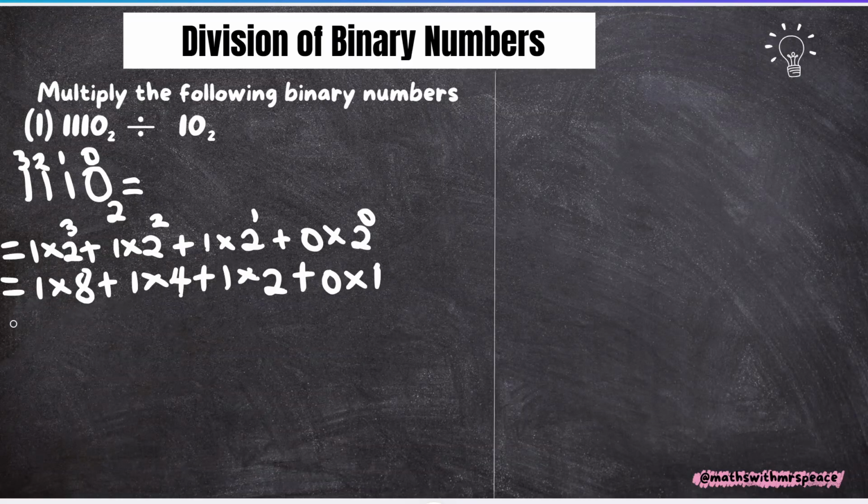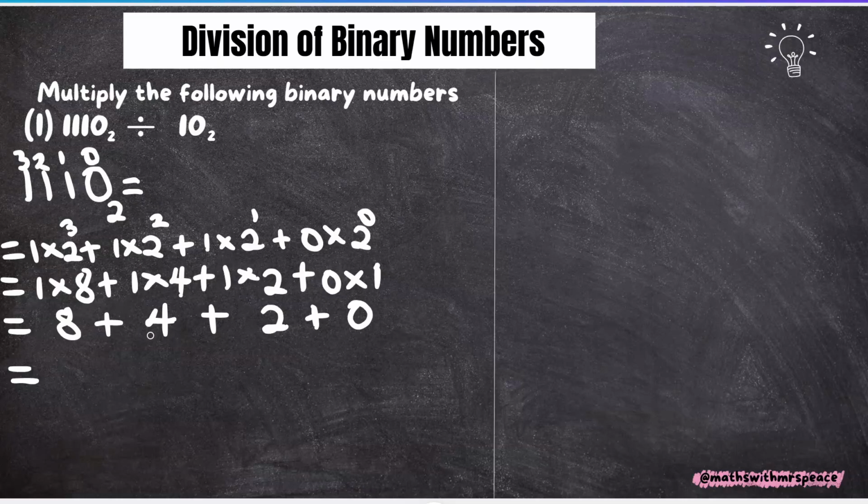The next step, we're going to multiply. 1 times 8 will give me 8, plus 1 times 4, which is 4, plus 1 times 2, which is 2, and then 0 times 1, which will give us 0. Now if we add this, we know that 8 plus 4 is 12, and plus 2 will give us 14. So we've converted the first number.